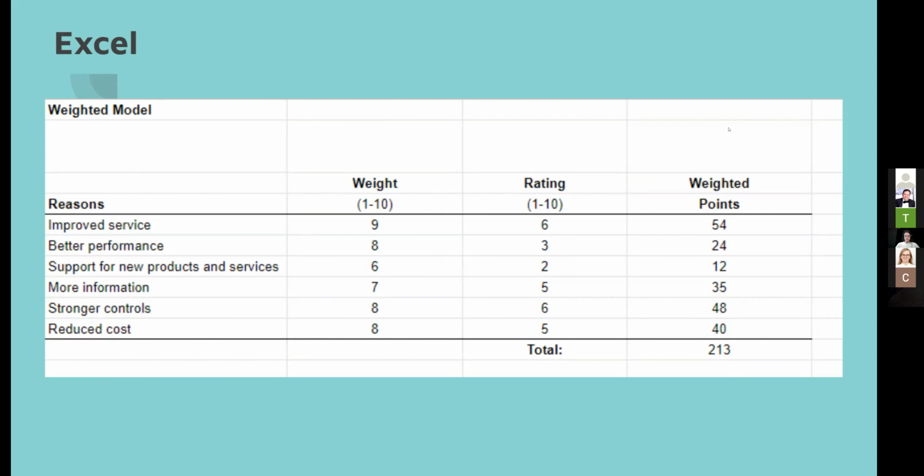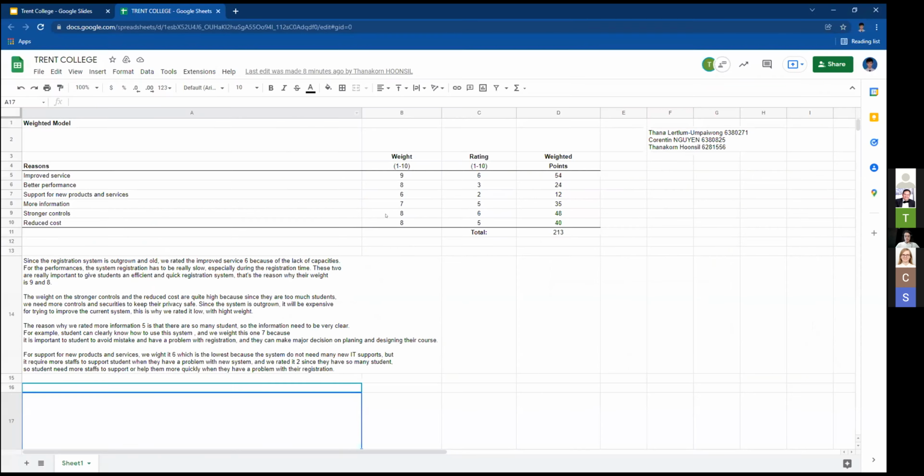Same as the previous team, for the second column for rating, column C, if you have many choices in column C, you may have one column per alternative. And after that, you multiply the weight score by the rating of that alternative to get the weighted points of that alternative. And then the maximum score for any alternative will be the winner that you choose.